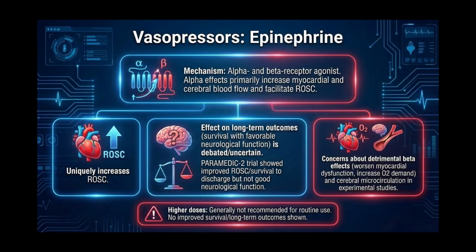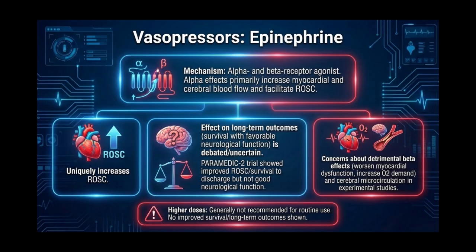Several studies indicate that although epinephrine improves the return of spontaneous circulation, it does not necessarily lead to an increase in the survival rate upon hospital discharge or result in favorable neurological outcomes. For instance, the Paramedic 2 trial, a significant randomized controlled trial, revealed that while epinephrine improved rates of spontaneous circulation, survival to hospital admission, and survival to discharge, it did not enhance the chances of surviving with good neurological function.